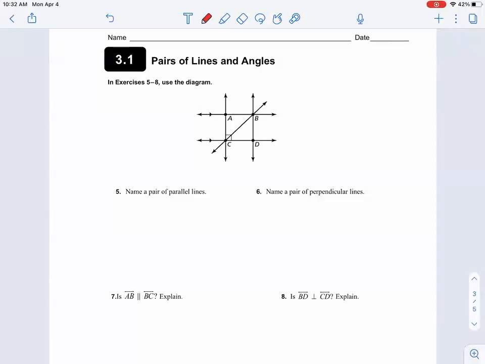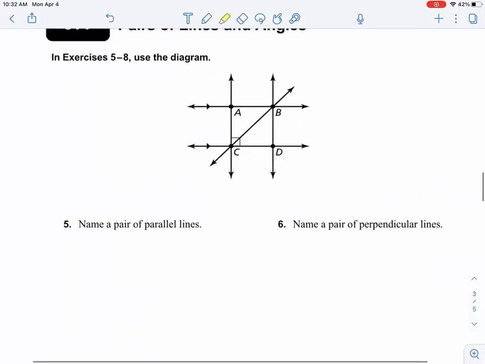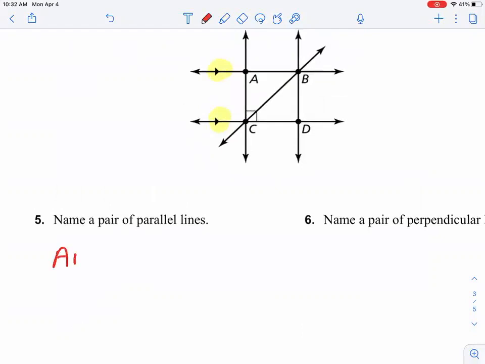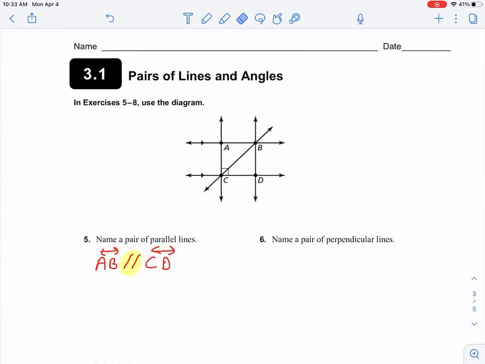Okay, to name a pair of parallel lines, I did see many of you had these correct, but be very careful of your notation. If they're parallel, of course, we're looking for those arrows that are kind of in the middle of the lines to show that AB is parallel to CD. So we would say that line AB is parallel to line CD. And notice that I put that symbol in there. Some of you guys were missing that symbol. Like in the next one, because they're perpendicular, we'll put that perpendicular symbol.